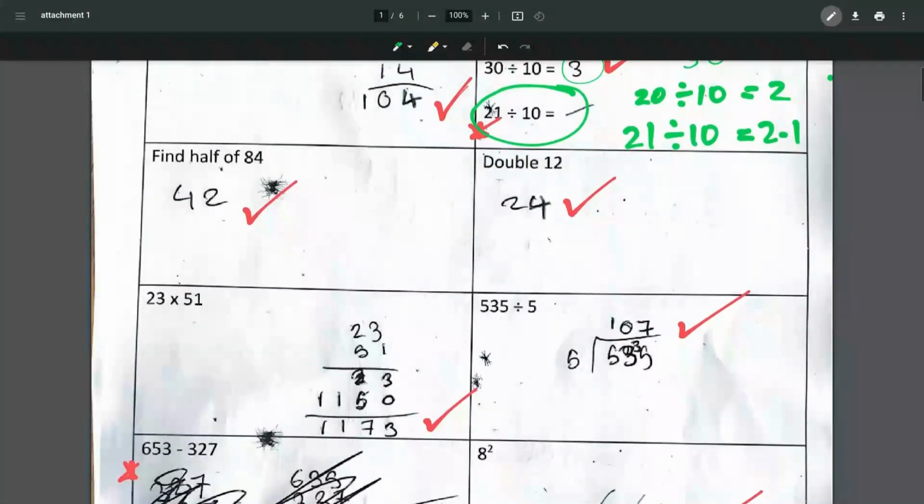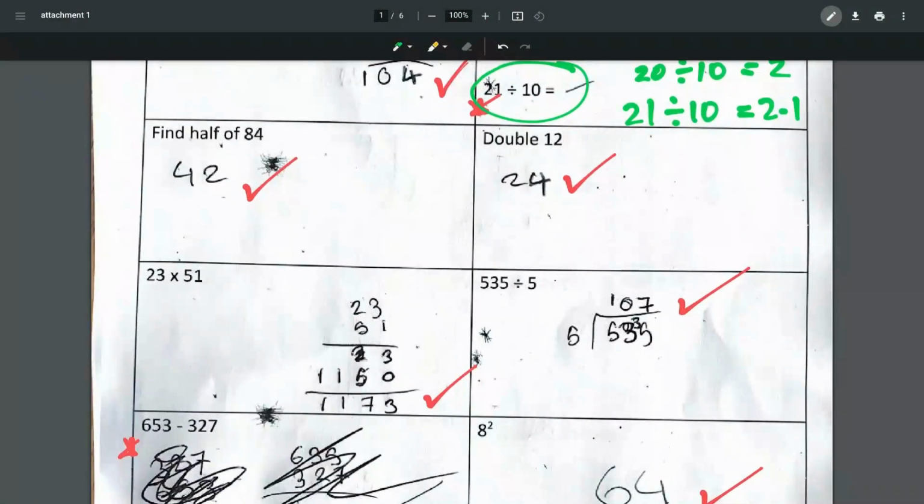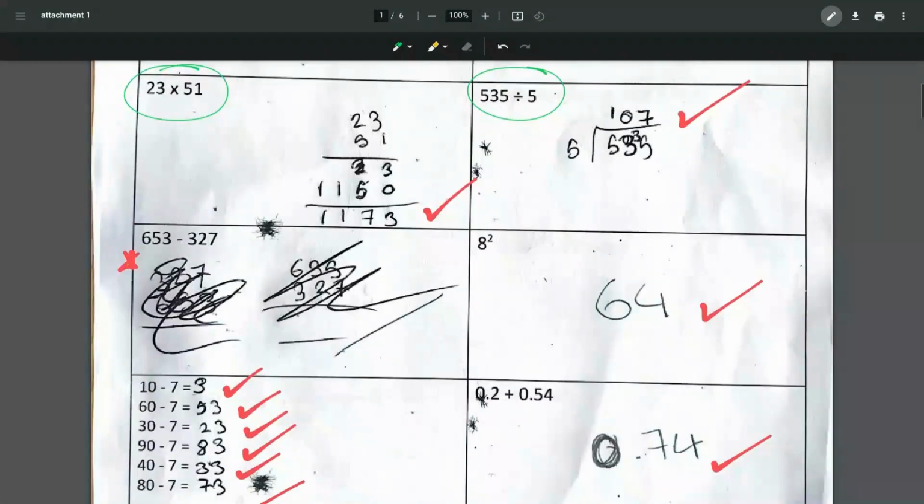So that's that. These are all good. You know how to halve, you know how to multiply. This was great. And we did this division perfectly. And then you were a bit unsure on this takeaway. I saw that you set it out in the column method.